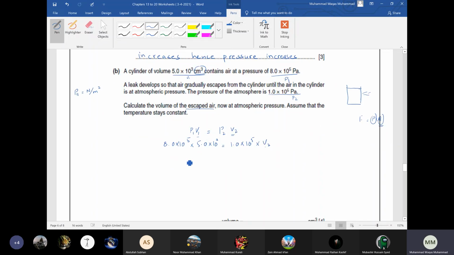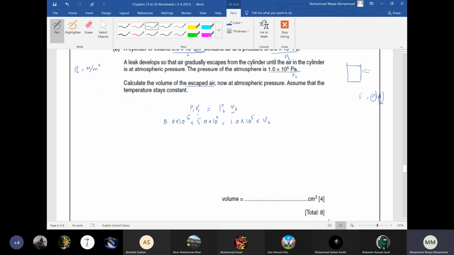So, beta, now we find V2. And now, beta, another important thing. You must understand and you must remember this. This equation, what does it mean? It means, beta, basically, this is Boyle's law.